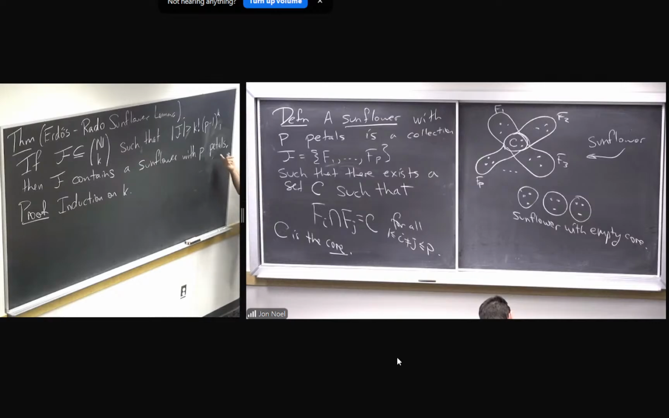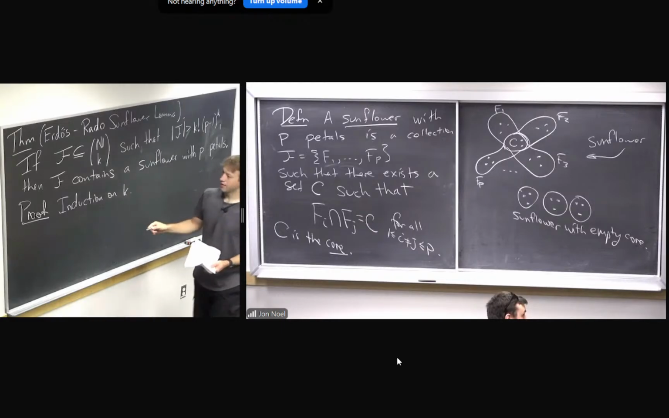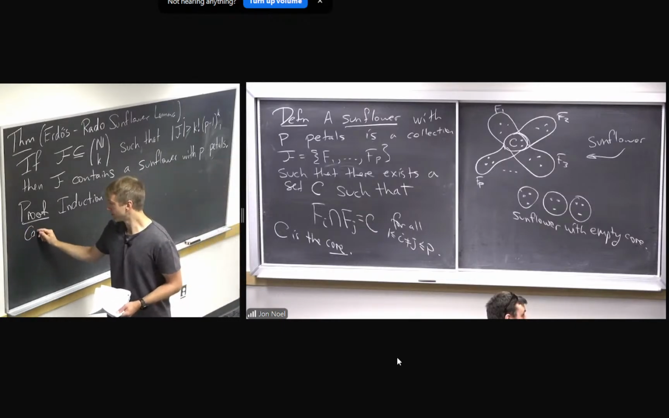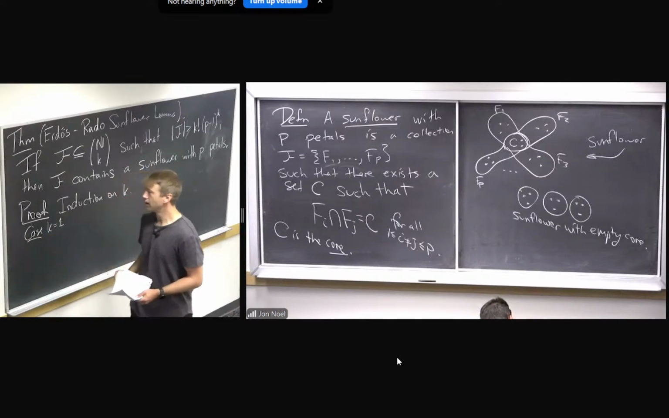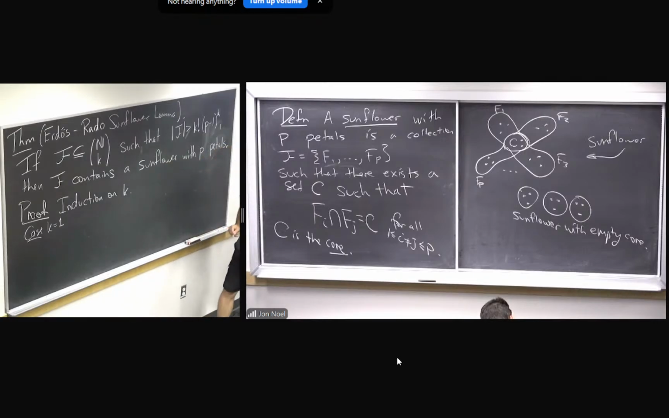So for any fixed P, just fix the P, and then we're going to go by induction on k. Base case. I don't think there's any sense in thinking of k equals 0. Let's think of k as 1. So maybe here k is at least 1. Does anyone see why this works?